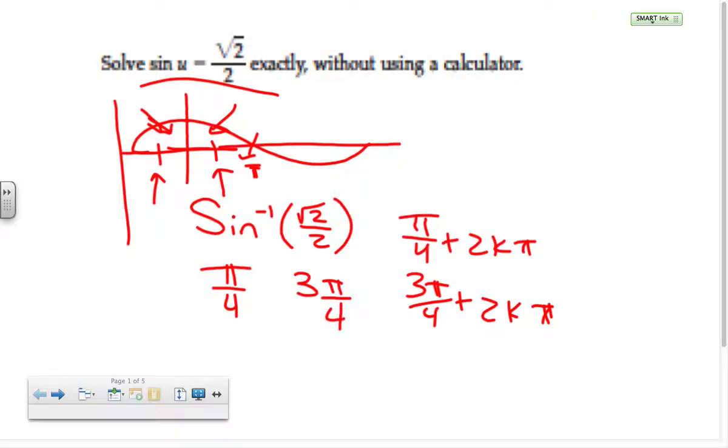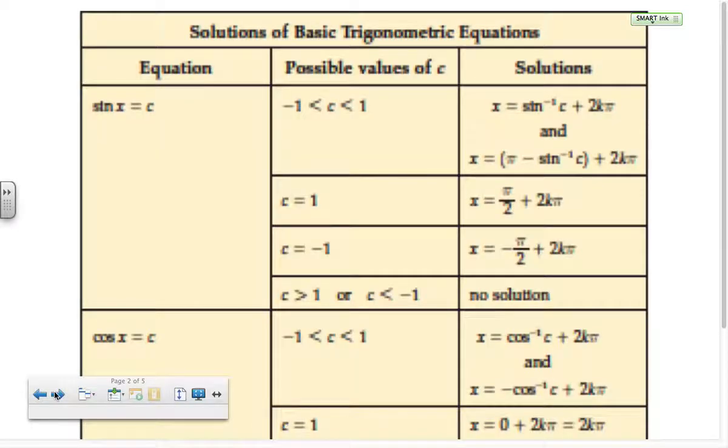I'm going to show you a chart. This chart, you will have access to at all times. This is not something that you need to worry about memorizing. It is in your book. I thought I wrote the chart page number down. I did not, but it's in section 8.3. If you find this chart, it will tell you what your solution should look like.